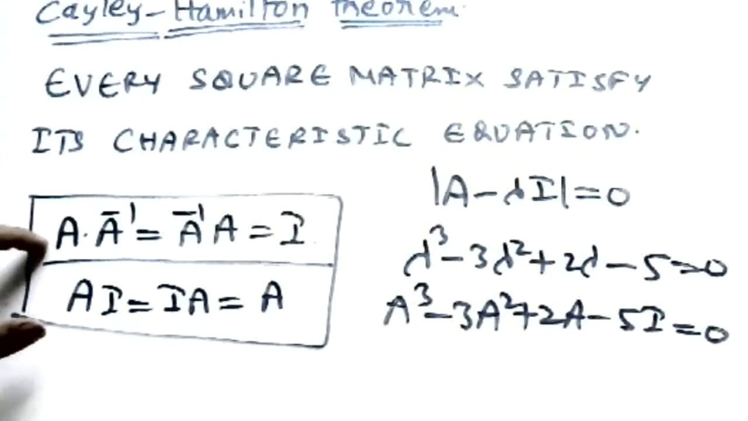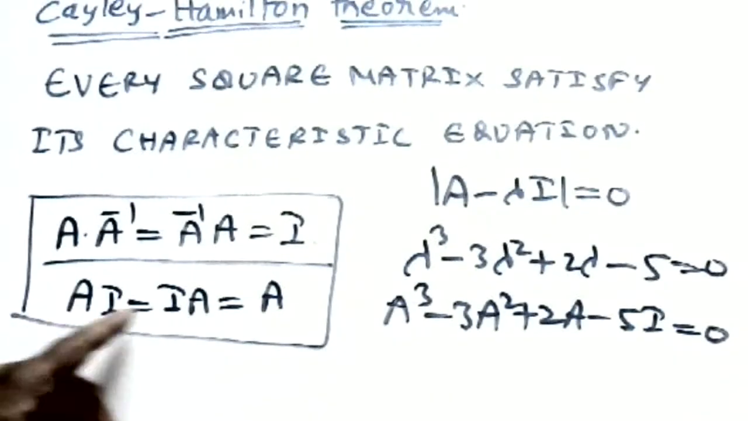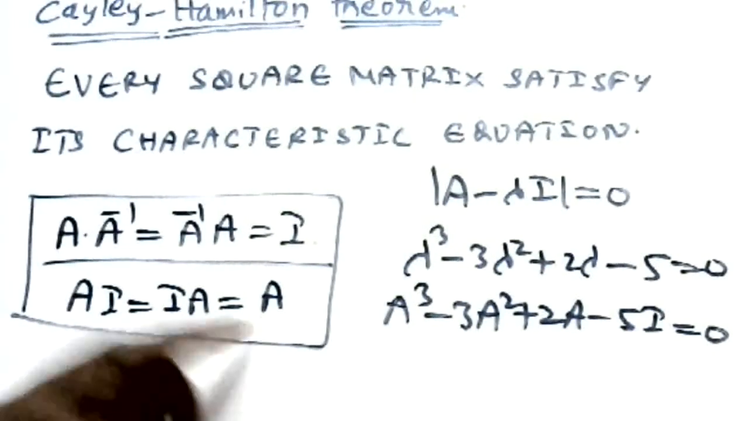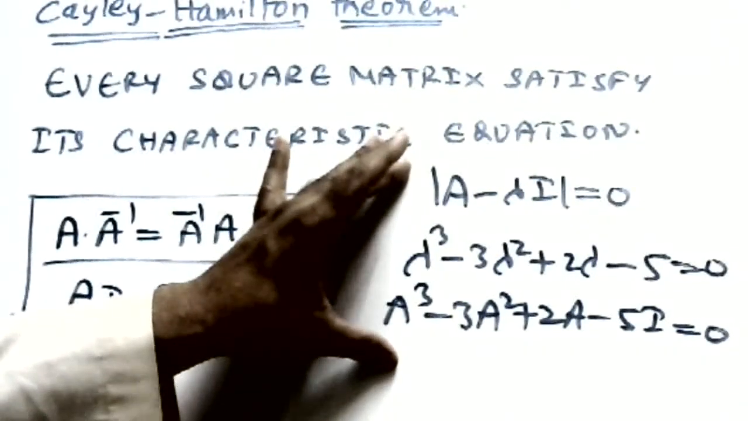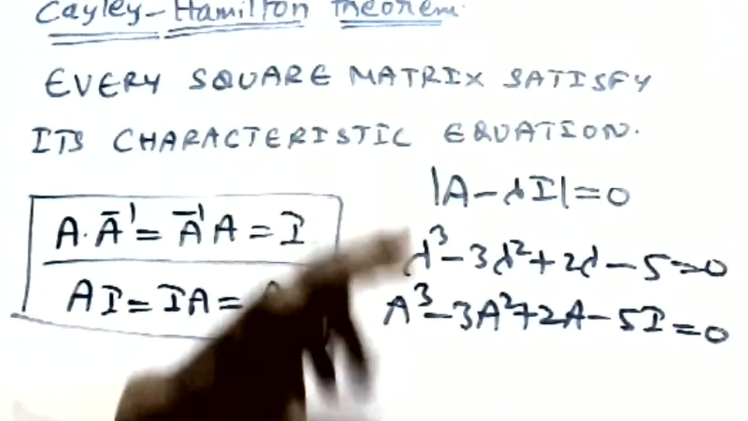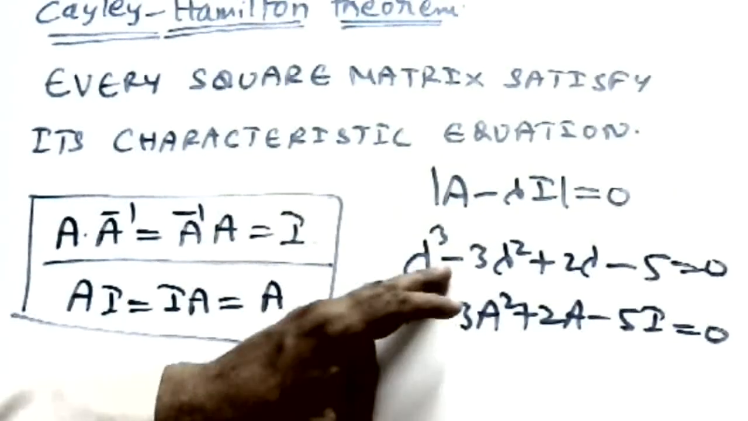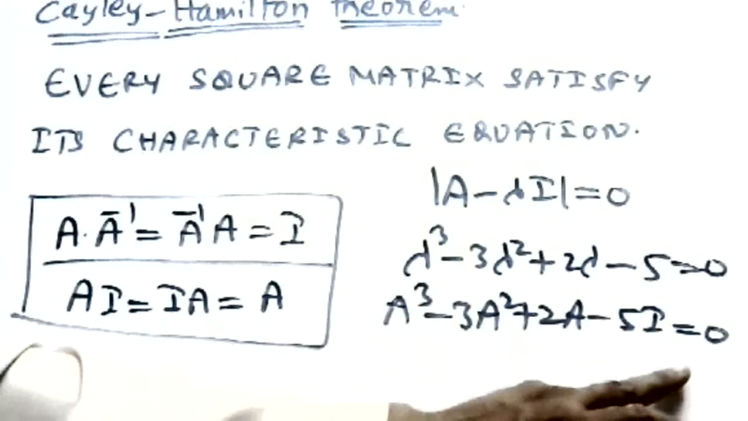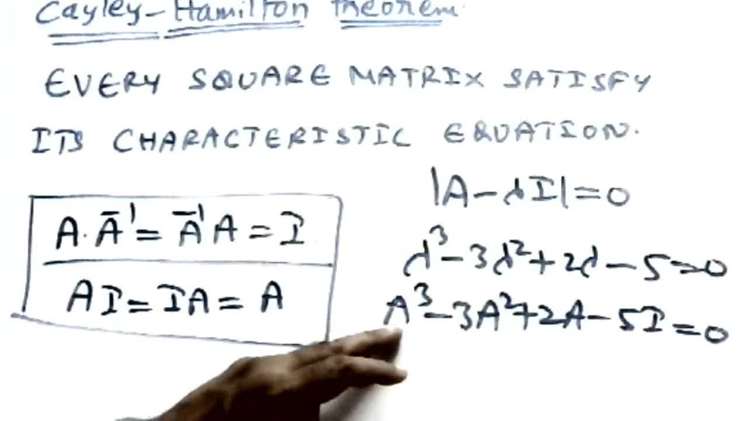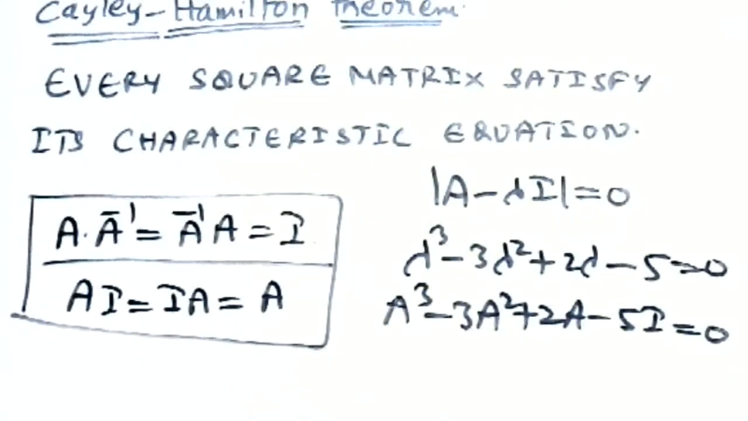Also, we know this basics. You remember A into A inverse equals A inverse into A equals I, and another formula is A into I or I into A is A. So let me do one question on this Cayley-Hamilton theorem. Every square matrix satisfies its characteristic equation. That means if we put A in place of lambda, we must get 0. This is the Cayley-Hamilton theorem.